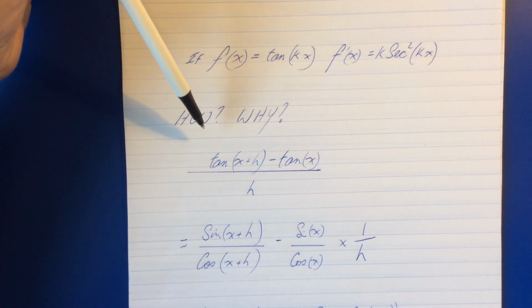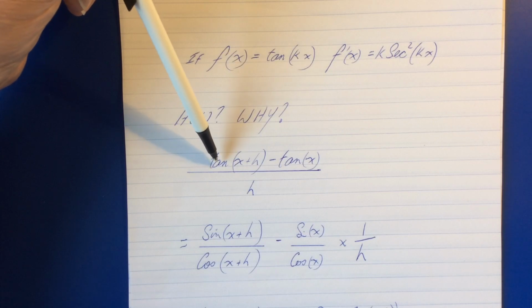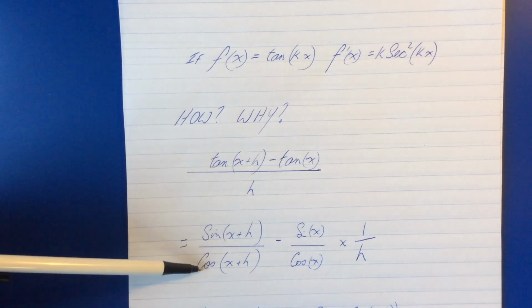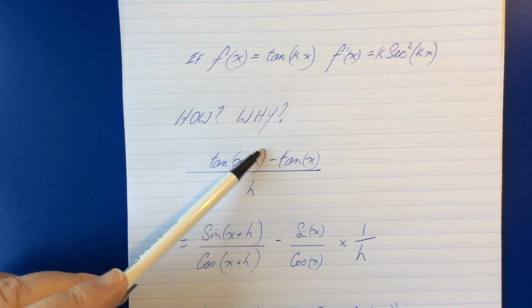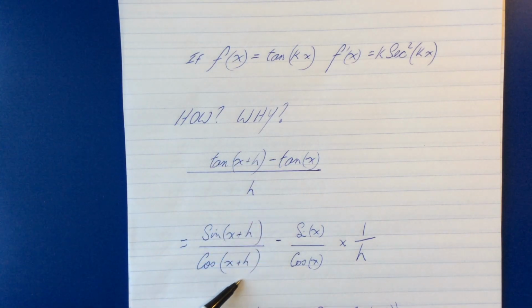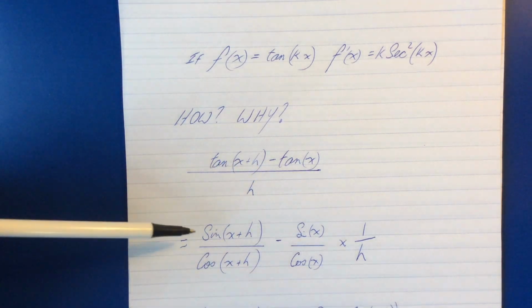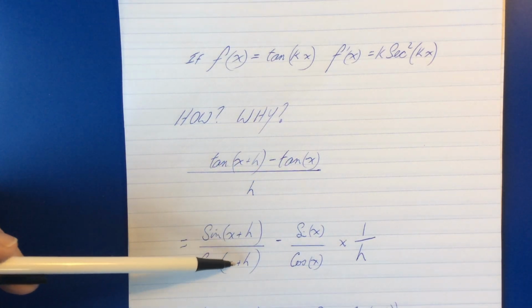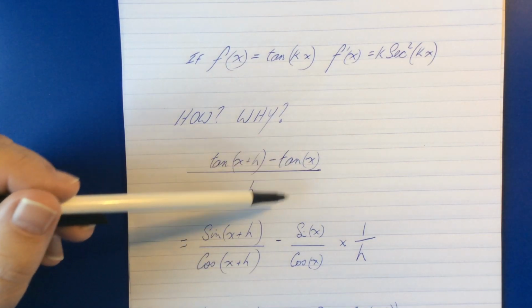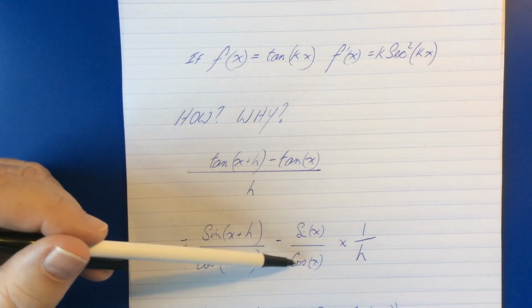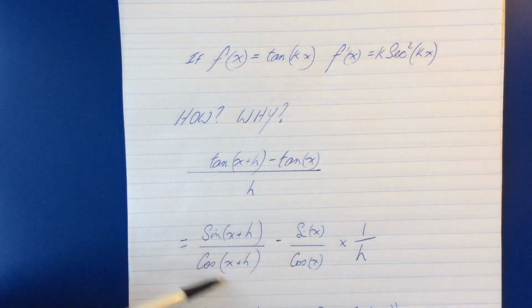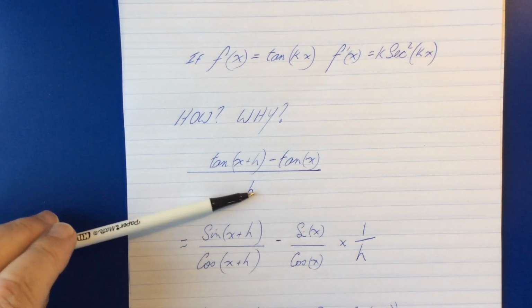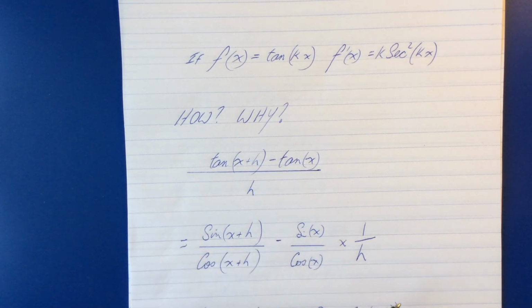So what we do is we take advantage of the fact that a tangent is a sine over a cosine, which is what you see here. So this part of our equation is written like this. So tan x plus h is equal to sine x plus h over cos x plus h. And tan of x is equal to sine of x over cos of x. And so we have this expression minus this expression. We still need to divide by h, but just to make life a little simpler, we'll multiply by 1 over h, which is exactly the same thing.